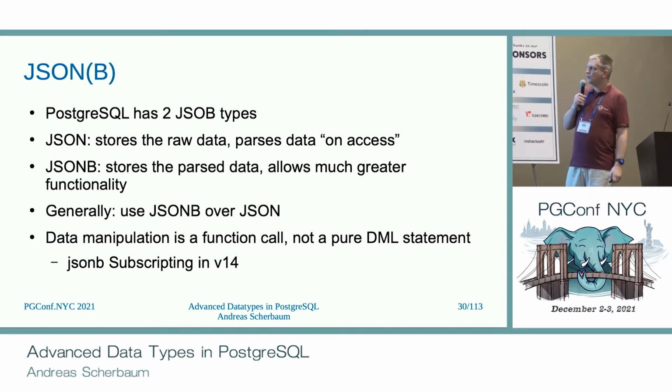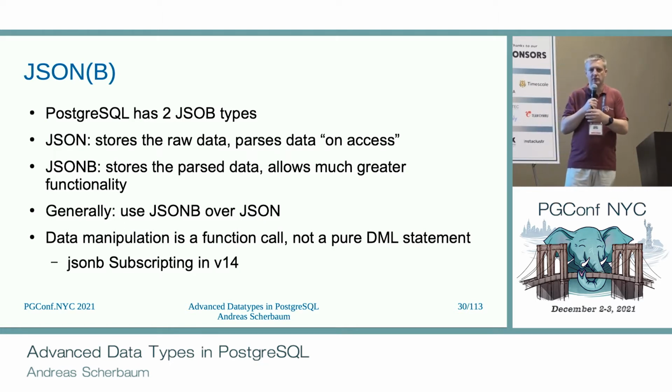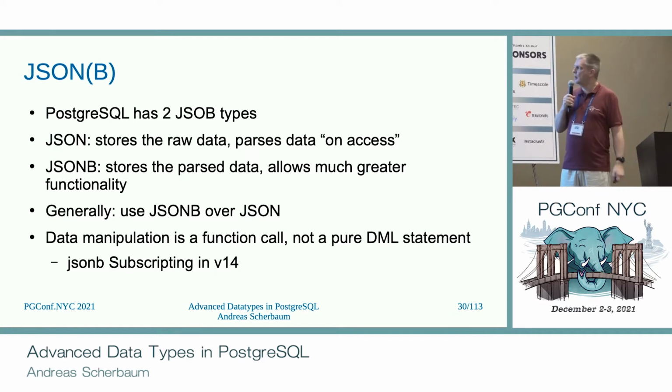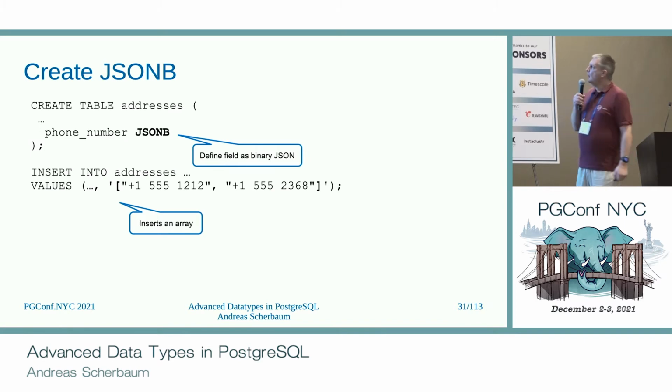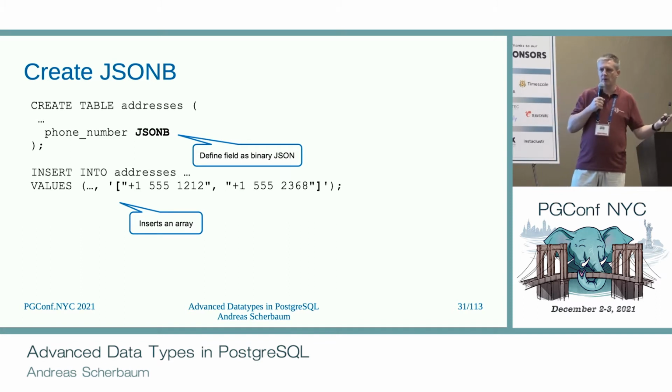Most data manipulation in JSONB is a function call, not a DML statement. So we have plenty of functions by now to manipulate JSON. Okay, we have one JSONB field here. I'm doing the same example with phone numbers that I did with arrays, now in JSON. And I put an array, again, into my JSONB field.